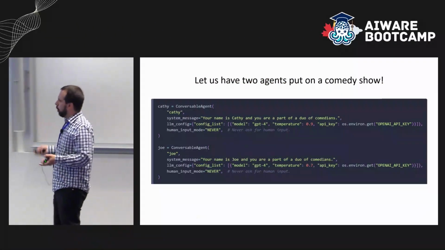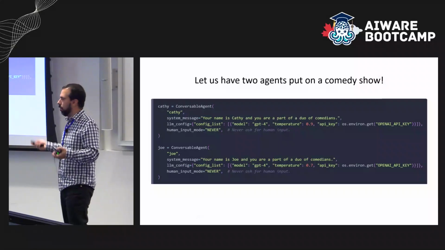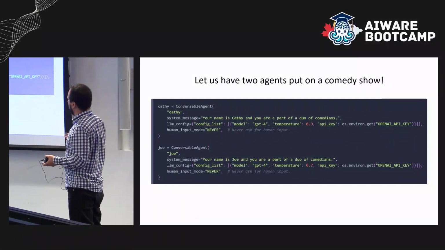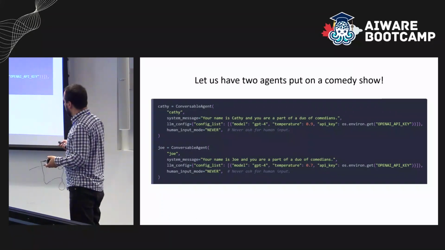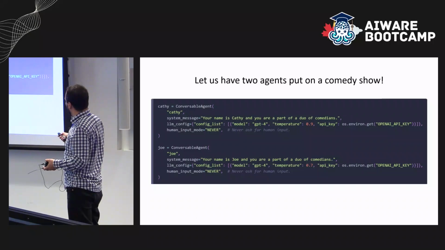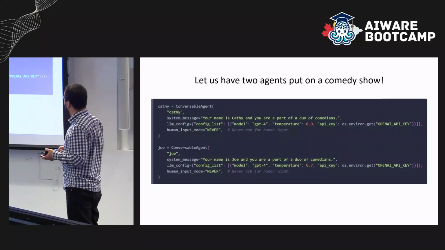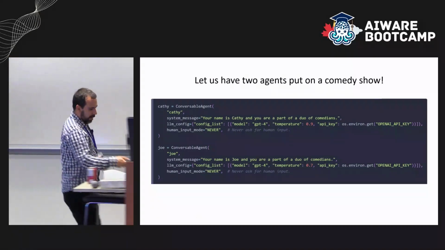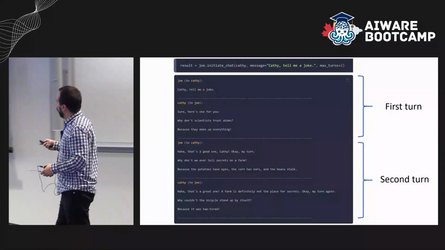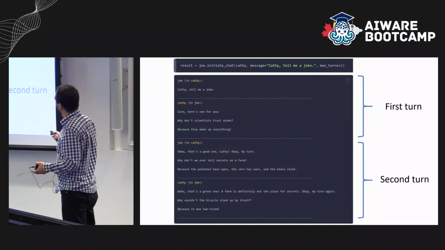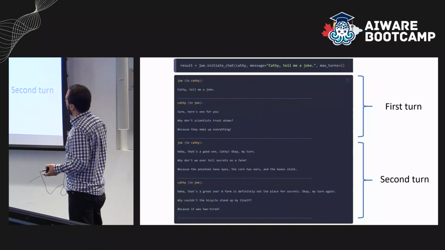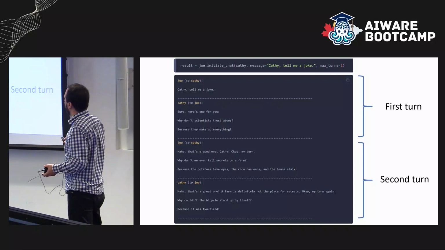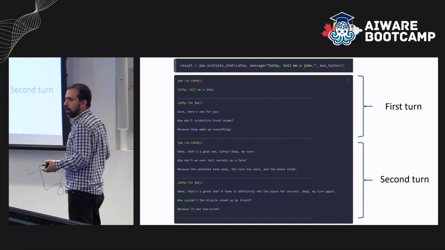Now it's a slightly more interesting example where you have 2 agents, right? They have been defined very similarly. Notice here that for the model, you can even specify parameters like temperature and whatever. Your name is Kathy, and you're part of a duo of comedians. Your name is Joe, and you're part of a duo of comedians as well. Now, if you start this chat with Kathy, "Tell me a joke," then they'll start talking with each other, right? Which is kind of cool. And 2 turns, right? I established this parameter for the chat. So basically, there's going to be a first turn and a second turn, and that's it, right?